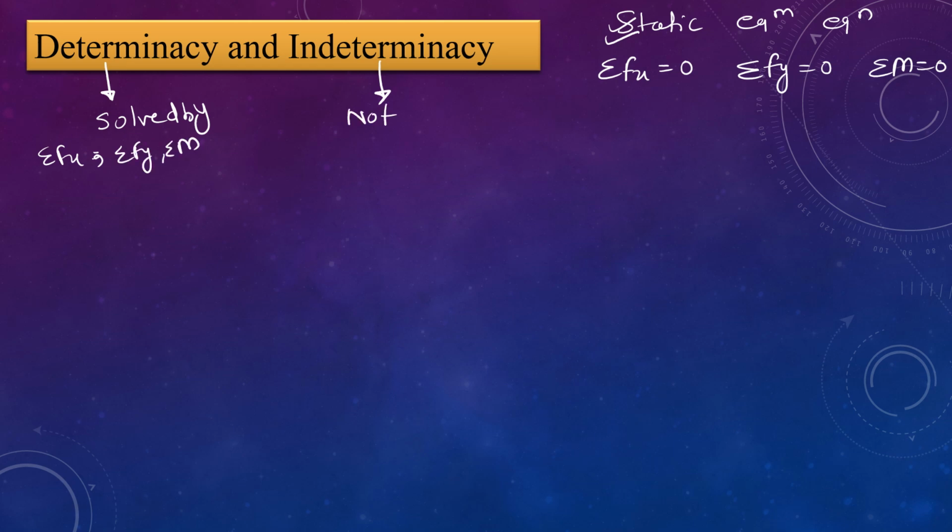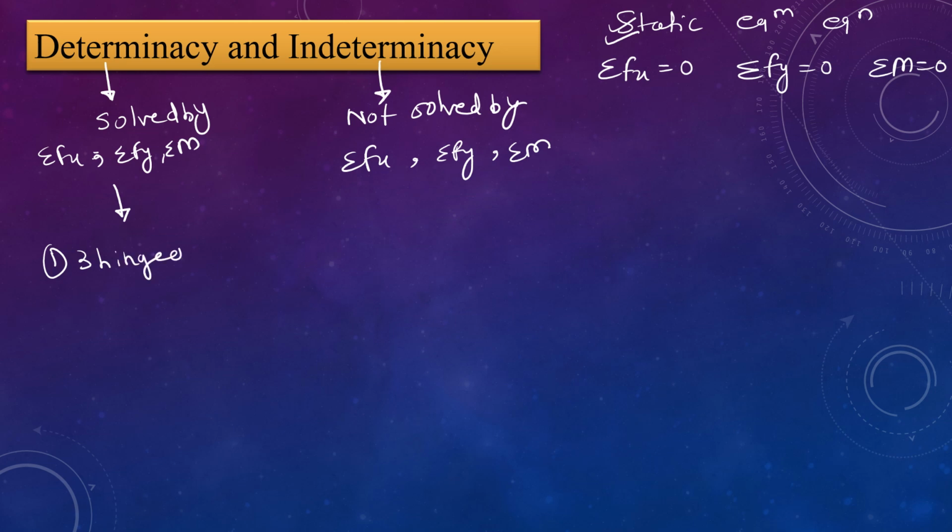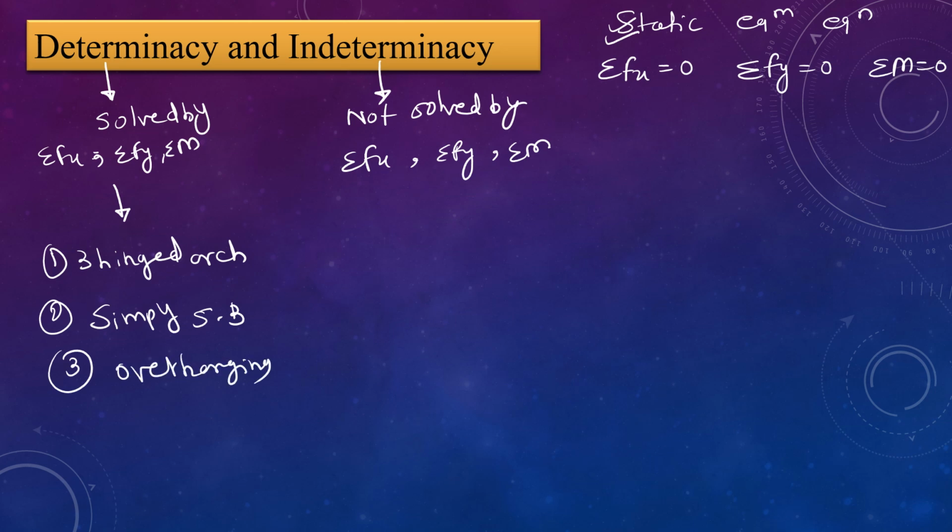And if it is not fully solved by these, if a few values are solved by these equations but some values remain to be solved, then it is considered indeterminate. There are a few examples related to determinacy. First is the three hinged arch. Second is the simply supported beam or simply supported structure. Then third is the overhanging beam, and the last one is the cantilever beam. These are the examples of determinate structures.